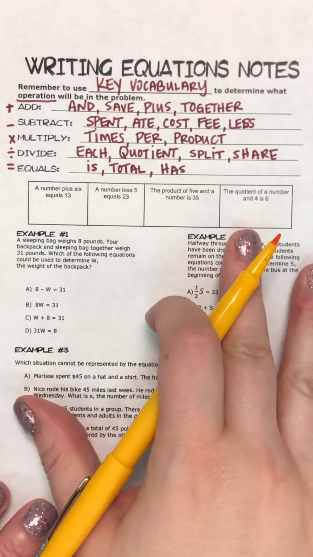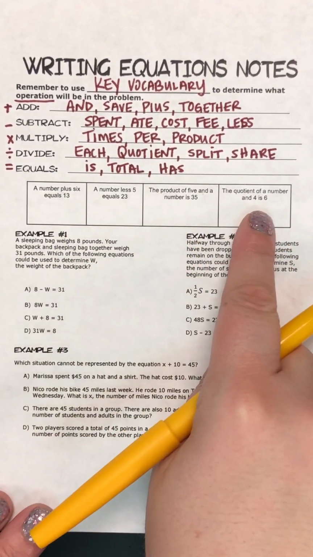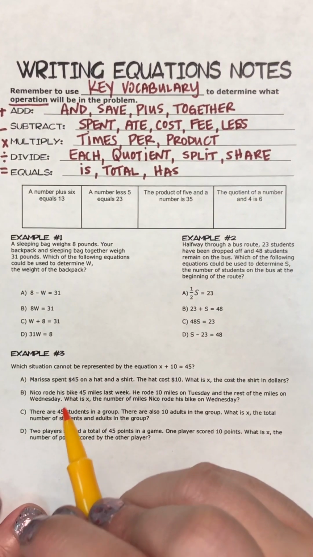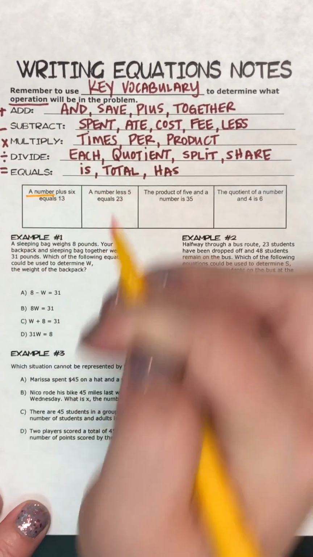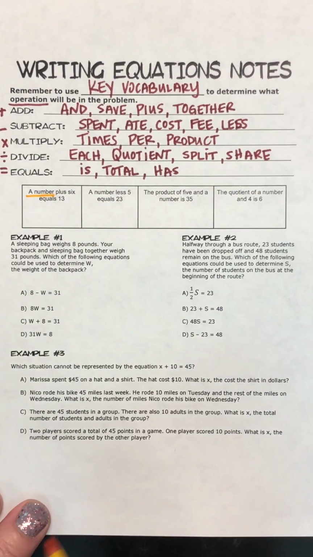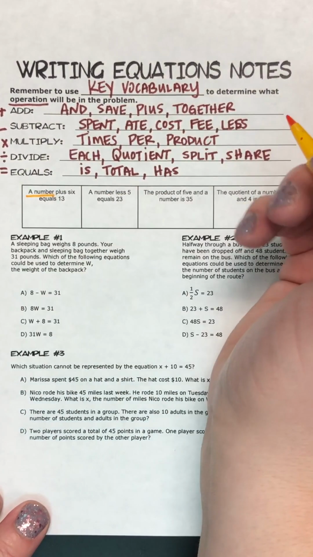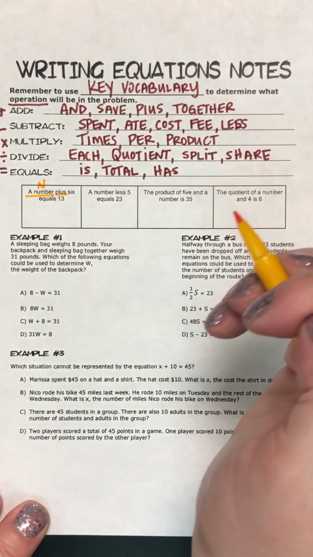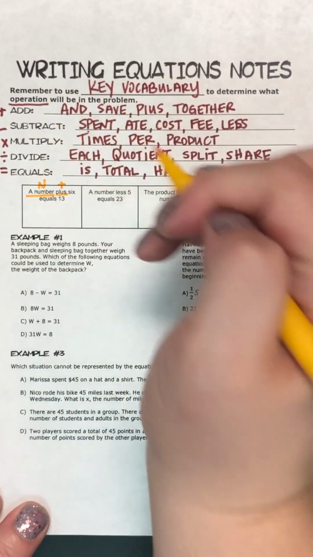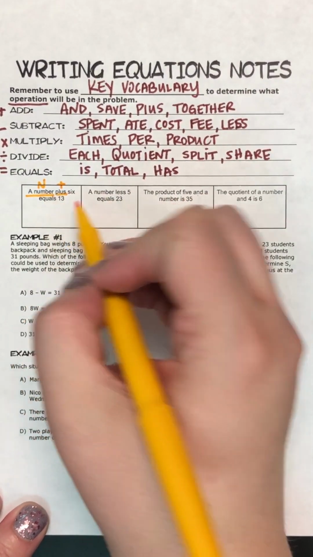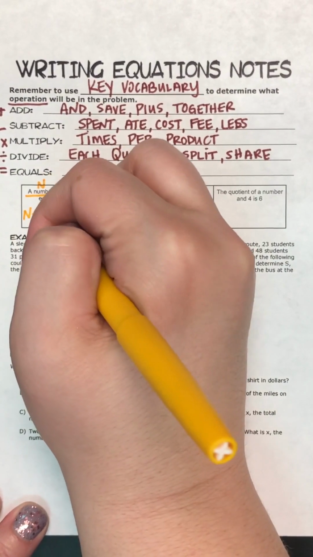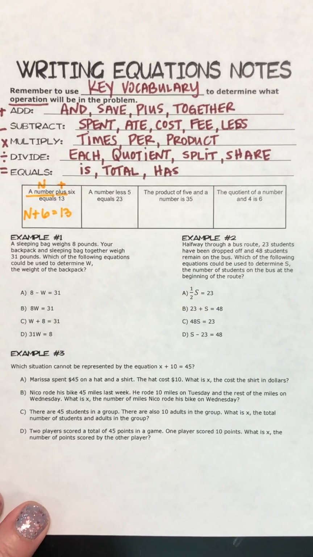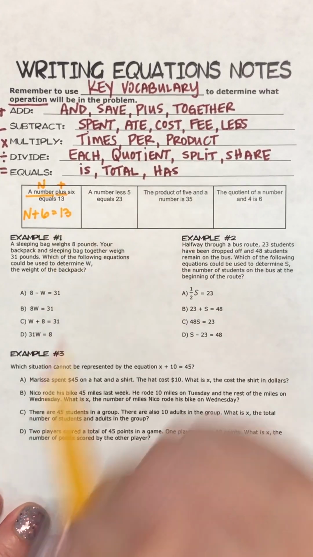The first ones are just short and sweet. We're going to do these 4 in the box. It says a number plus 6 equals 13. When they say a number, you can come up with any letter you want. For this one, I'm just going to use an N for number. So I'm going to put an N above number, and the word plus tells us that we are going to add. And then we have a 6 equals 13. So we're going to do N plus 6 equals 13.